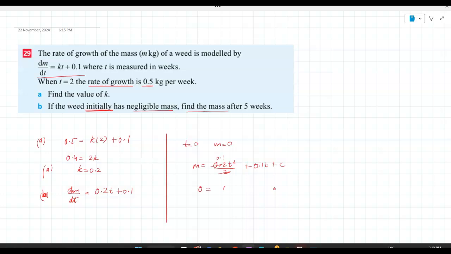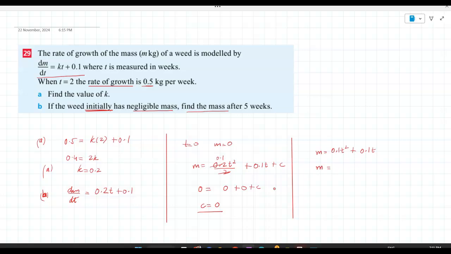So mass is 0 when time is 0. So c is 0. So now mass is equal to how much? 0.1 t square plus 0.1 t. And then you substitute. Now you want 5 weeks.